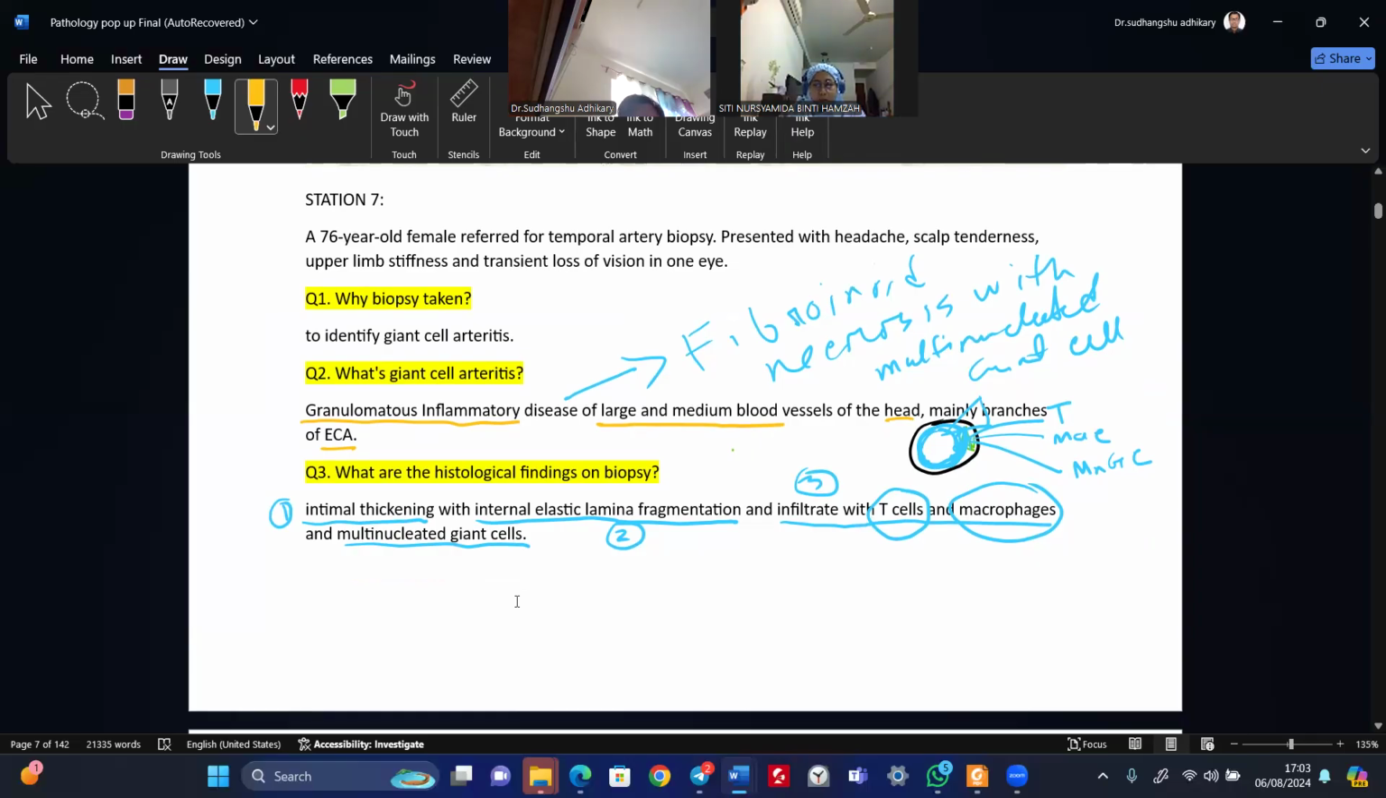Intima thickening and internal elastic lamina fragmentation, and infiltrate with T cells and macrophages and multinucleated giant cells.